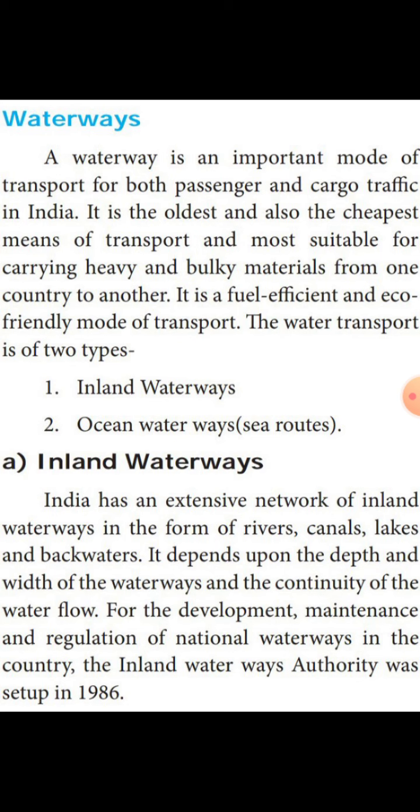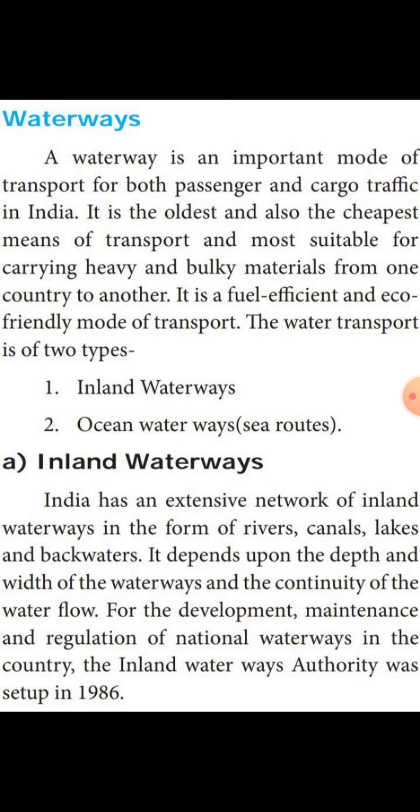Now listen, India has an extensive network of inland waterways. Extensive network means a wide network. The important sources of inland waterways are rivers, canals, lakes and backwaters. Listen very carefully. What are the sources of inland waterways? Rivers, canals, lakes and backwaters.